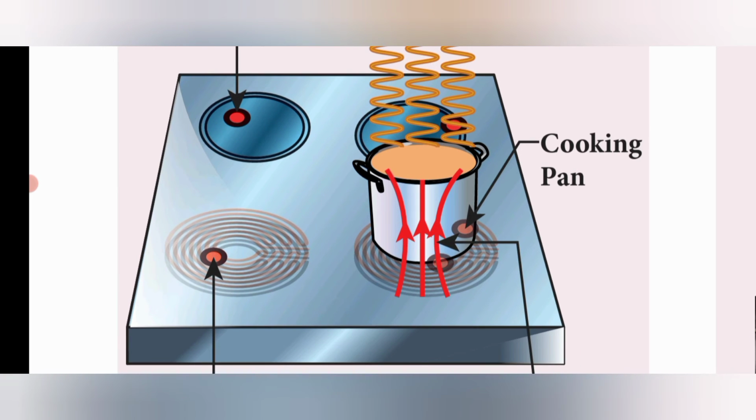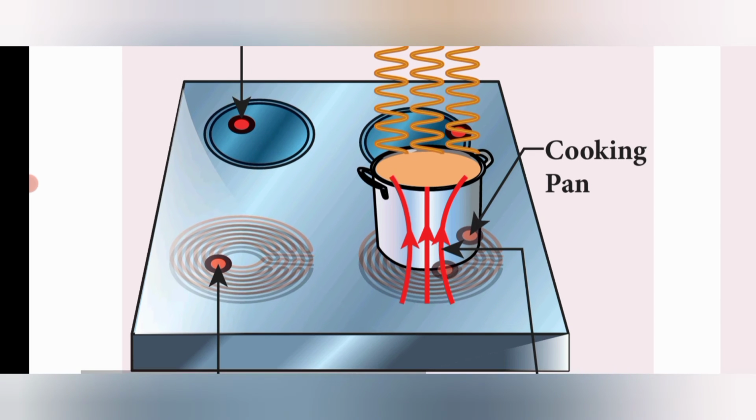Because the alternating current flows through the coil, a high frequency alternating magnetic field is produced. This magnetic field induces very strong eddy currents on the cooking pan. These currents in the pan produce a lot of heat, and this heat energy is produced due to Joule's law of heating. That heating is used to cook the food items in the pan. So this is the procedure by which the induction stove cooks the food.